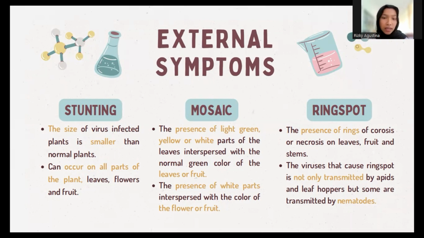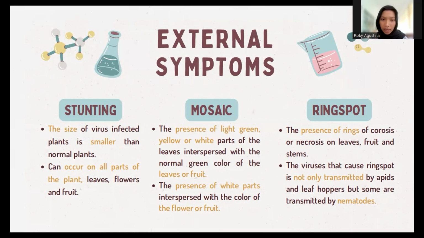The first one is external symptoms. External symptoms consist of stunting, mosaic, and ring spot. Stunting: the size of virus-infected plants is smaller than normal plants, and it can occur on all parts of the plant, like leaves, flowers, and fruit.